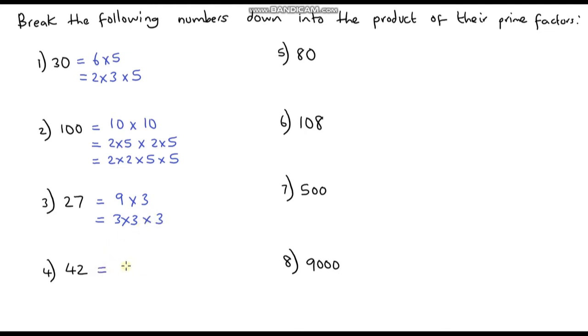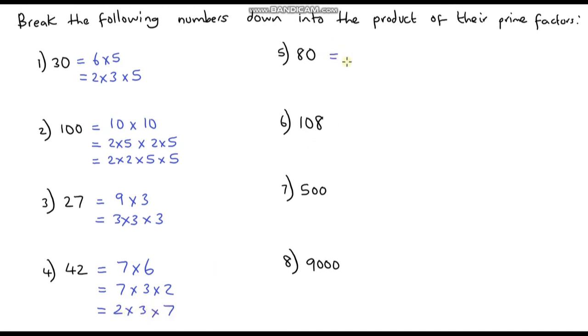42 is 7 times 6. And 7 is prime, but 6 is not prime. So we can break down 6 into 3 times 2. And again, let's put this in order. So I'm going to put the smallest number first. So it's going to be 2 times 3 times 7.